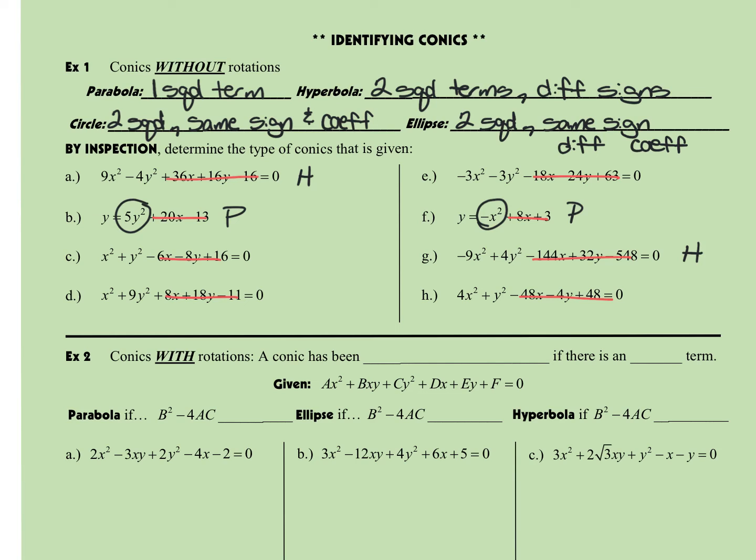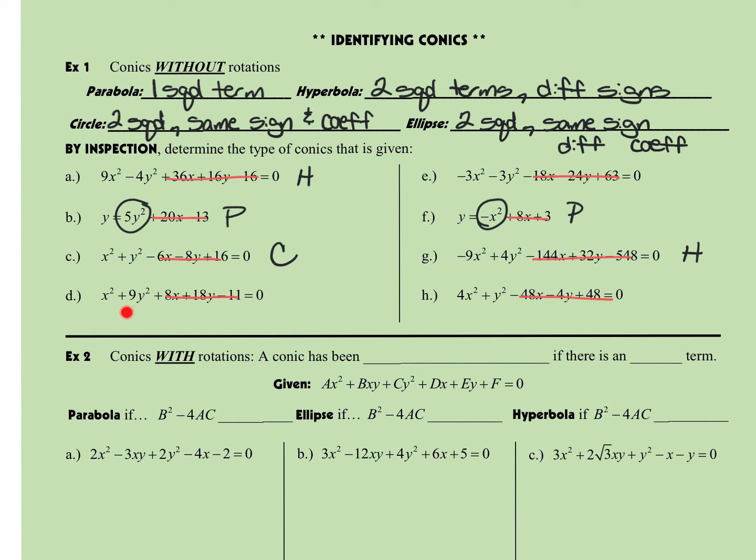Moving on to our circle, it's going to have two squared terms, same sign and same coefficient, because remember, on a circle, it's going to go the same amount horizontally, that left-right, as it will up-down. So it makes sense for their coefficients to be the same. So here you go. I've got a plus, and their coefficients are both a 1. So this is going to be a circle. I'm going to put a C on that one.